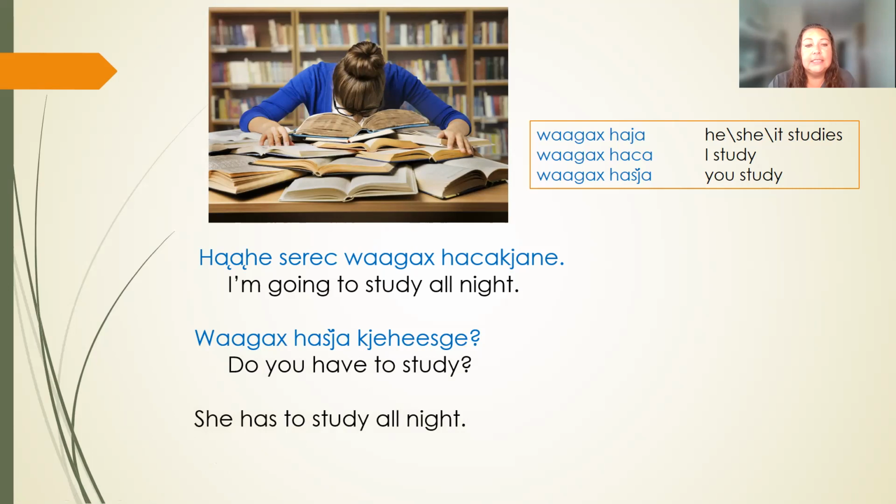And then our third sentence is she has to study all night. All right. So our TSOV, our sentence structure is time, subject, object, verb. So we're going to start with all night. Now look in our previous sentences. What is all night? Go ahead and take a look there. And then she studies, the verb. Which one are we going to use? And then are we going to use kjene or kjeske? Hahe sarach waagax haja kjeske. Hahe sarach, all night. Waagax haja, she studies. Kjeske, has to.